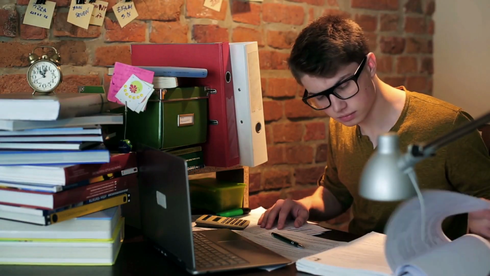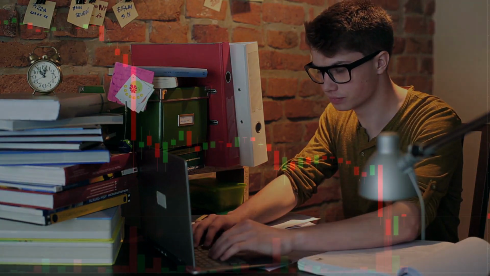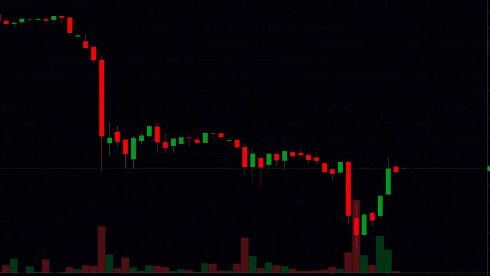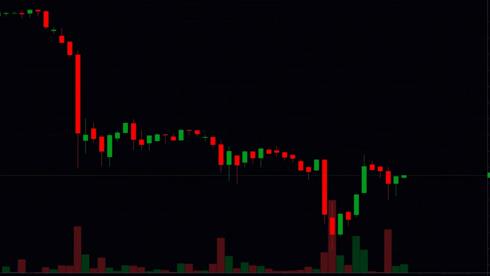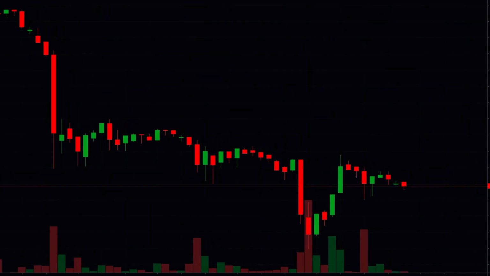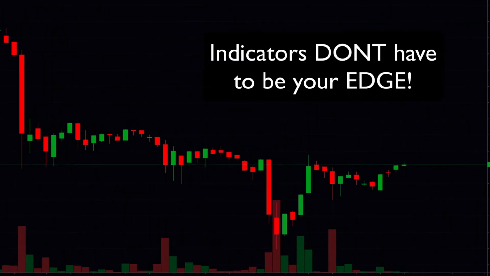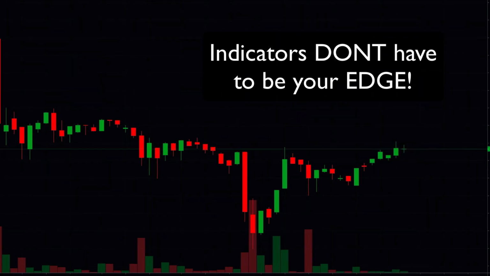Just start testing everything. It's even possible that your major edge is simply price action, which maybe you don't even need any indicators. Indicators don't have to be your major edge. Anything from level 2 to a candlestick pattern to the Ichimoku cloud can be your major edge.